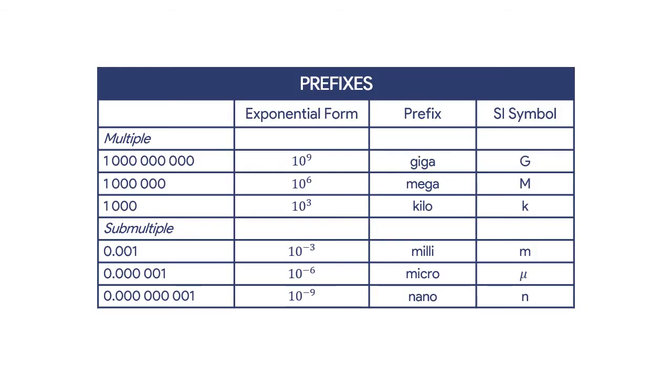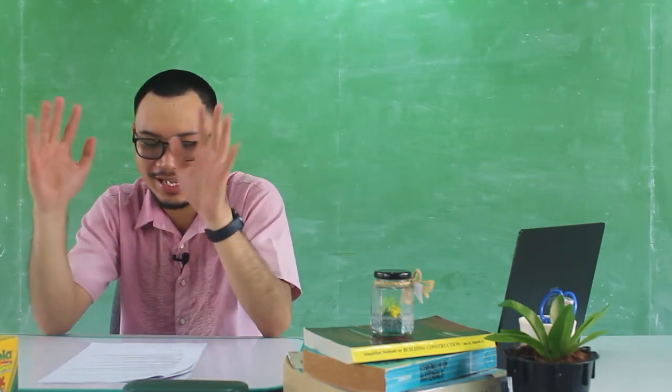I have here a table of prefixes, and if a number is times 10 to the power of 9, you call it giga. 10 to the power of 6, mega. 10 to the power of 3, kilo. Okay? So, down on the lower side, 10 to the power of negative 3, milli. 10 to the power of negative 6, micro. And 10 to the power of negative 9, nano. Okay? Take note.